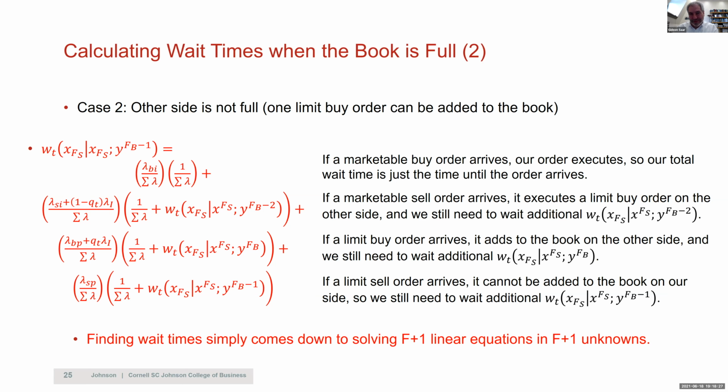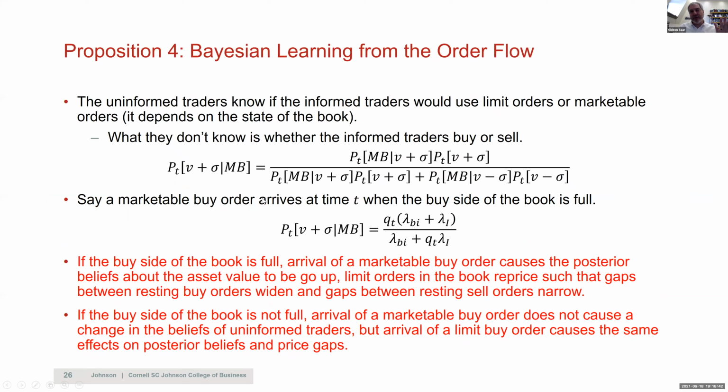What I still need to do is go back to Ravi's question about update of information, right? Because I need to think about the long horizon game, how traders update their QT, their beliefs, as they see things arriving. And here we simply use Bayesian updating. The uninformed traders know if informed traders use limit or marketable orders, but they don't know whether they buy or sell.